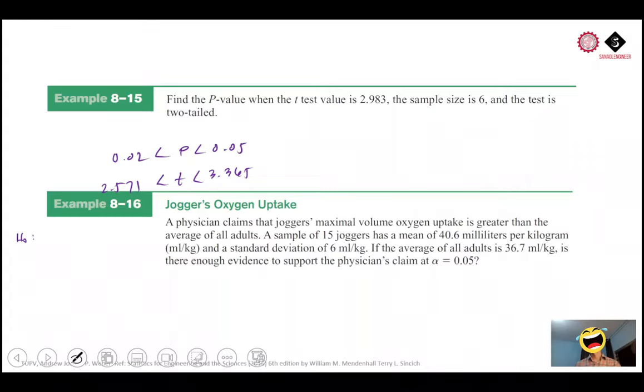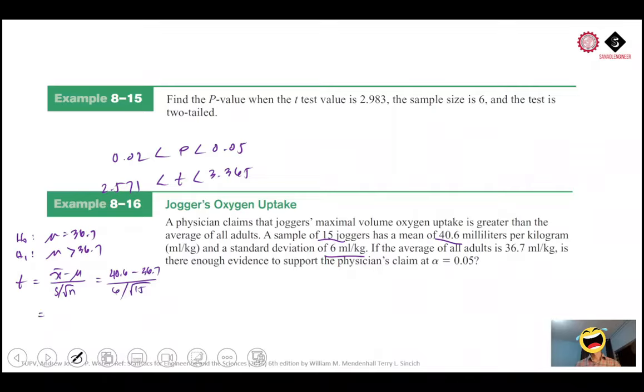First things first, the null hypothesis: mu is equal to 36.7, and the alternative is that mu is greater than 36.7. And based on a sample of 15 joggers, the X bar is 40.6. This is the S. So the t is X bar minus mu, over S over the square root of n. So we have X bar of 40.6 minus 36.7, divided by the standard deviation of 6 and the sample of 15.